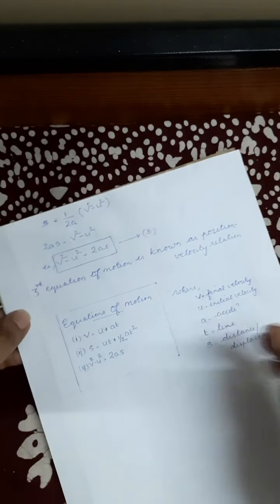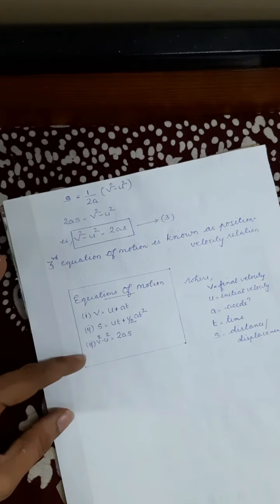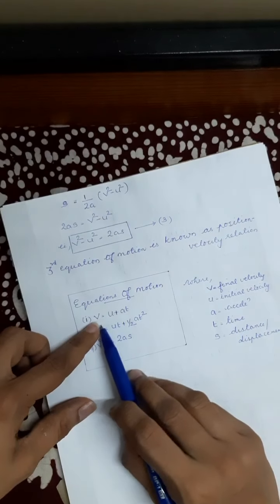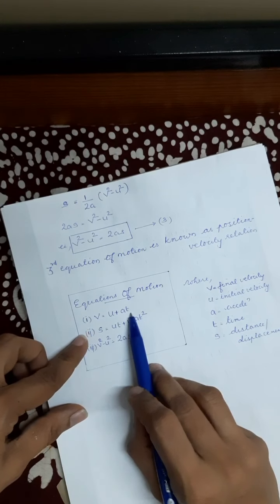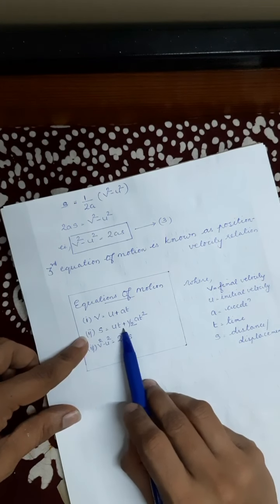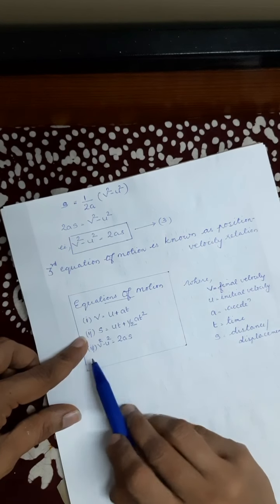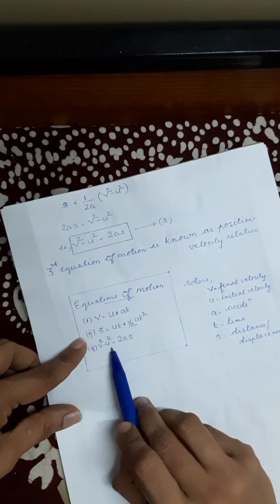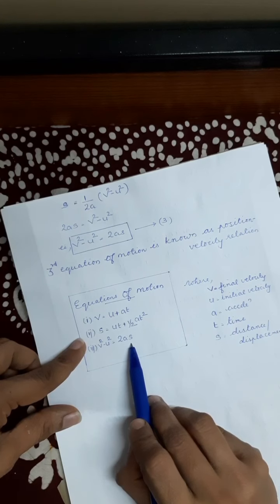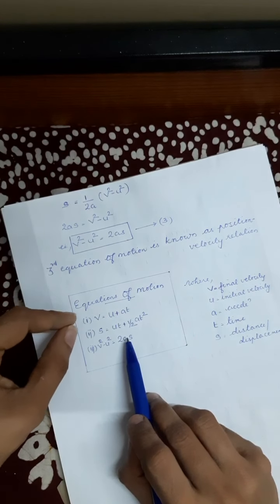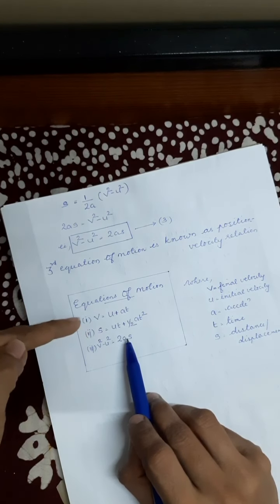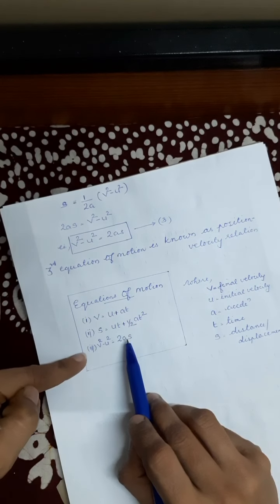So under equations of motion, we have three equations. First equation of motion is v equals u plus at. Second one is s equals ut plus half at square. Third one is v square minus u square equals 2as. This one we need to learn in this order only. This is first one, this is second one, and this is third one.